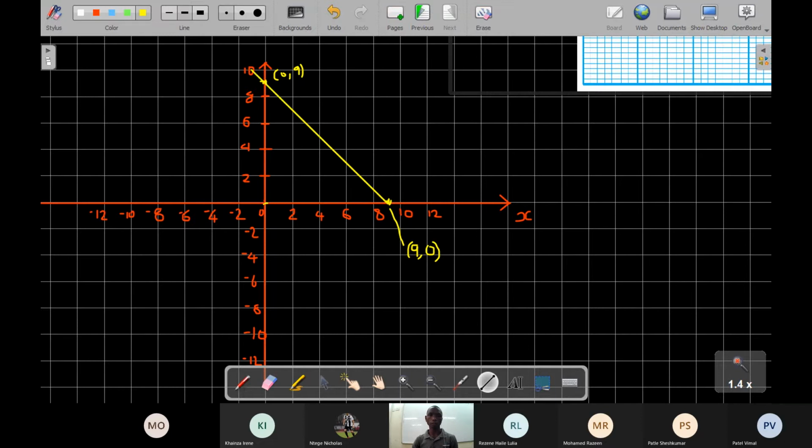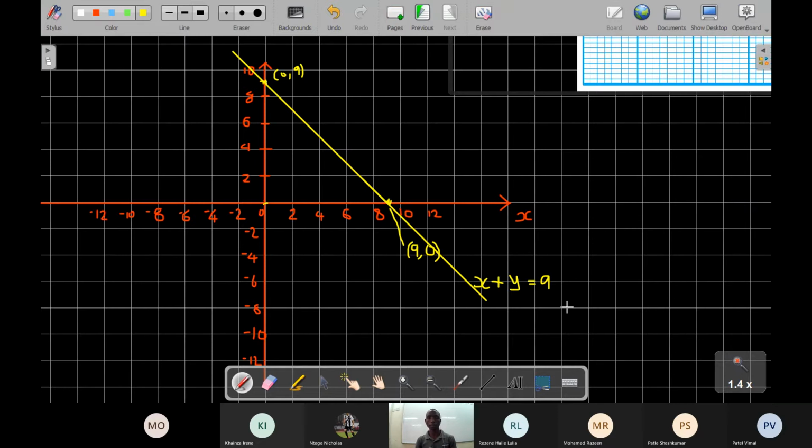You join those 2 points. So you join a line which is passing through these 2 points like that, and that line you can draw it as long as you can, like that. So this line is the one for x plus y, which was equal to what? 9. So we have already drawn one of the graphs.